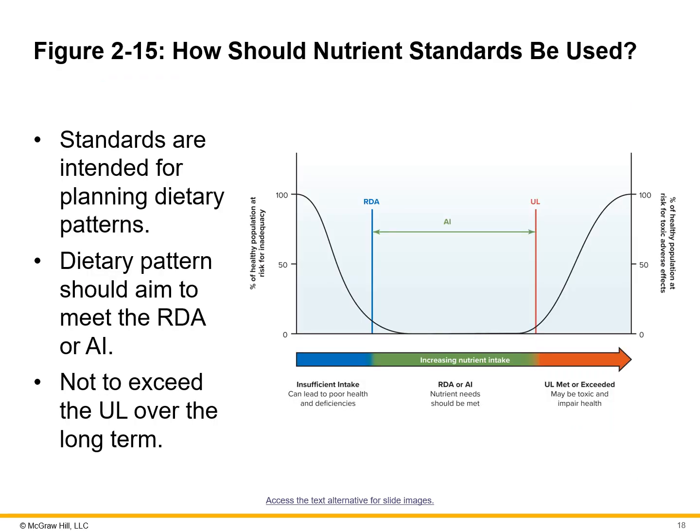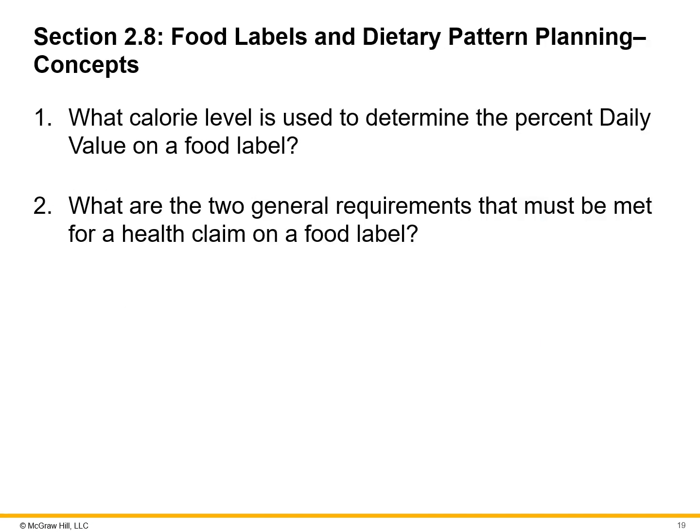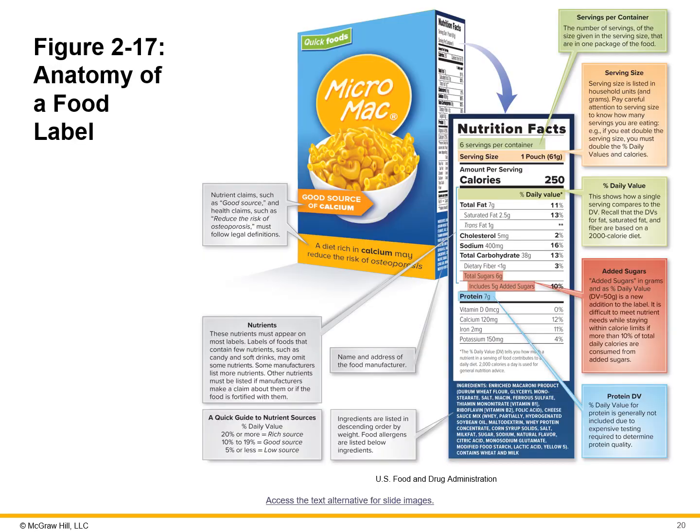So how should we use those standards? They're intended for planning dietary patterns, and they're aimed at meeting that recommended daily allowance or the adequate intake, again, for those that we don't have as much information on. And they're also set to not exceed the upper limits over a long period of time. All right, so then this is looking at the information that labels have on them and how to use them for that planning.